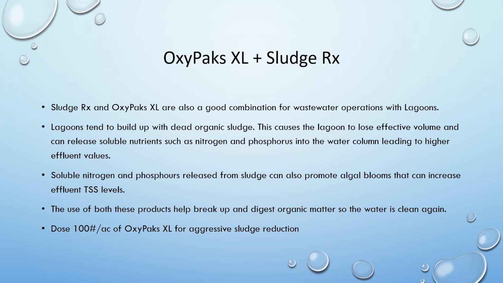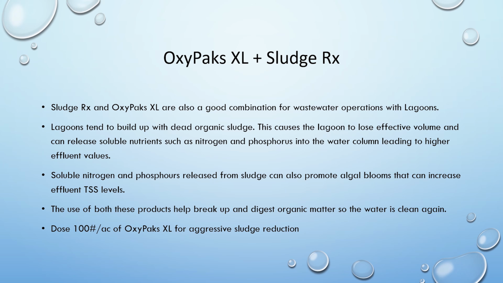The lagoons tend to build up with dead organics in their sludge. This causes the lagoon to lose effective volume and can release soluble nutrients such as nitrogen and phosphorus into the water column. This will lead to higher effluent values. Soluble nitrogen and phosphorus released from sludge can also promote algal blooms that can increase effluent TSS levels. The use of both of these products helps break up and digest organic matter so the water is clean again.